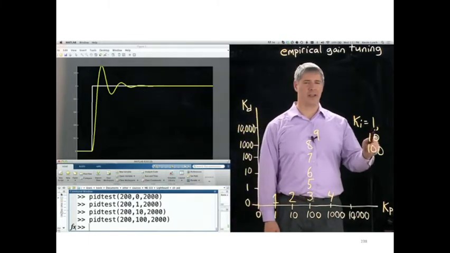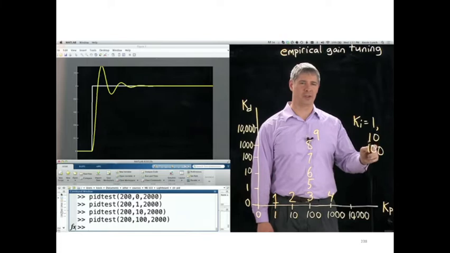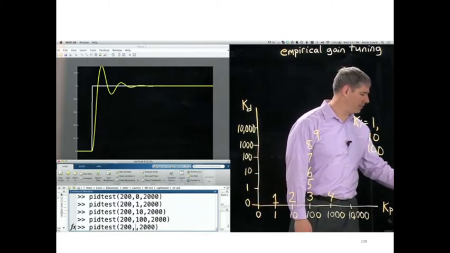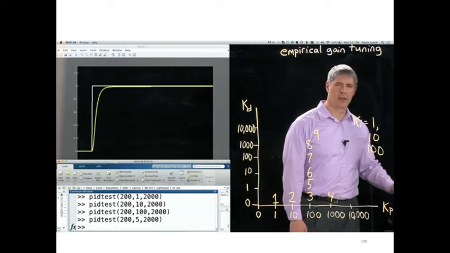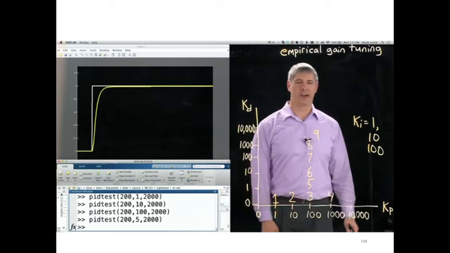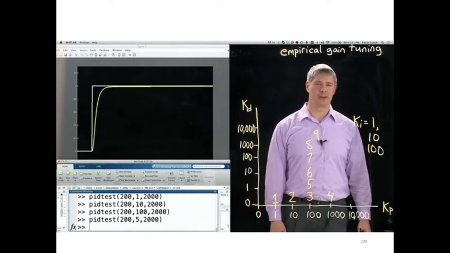So if we go back here, it looked like 1 was pretty good, looked like 10 was pretty good, but maybe somewhere in between. Let's try 5. And now this is a nice looking response. We get the zero steady state error fairly quickly, and there's no overshoot.